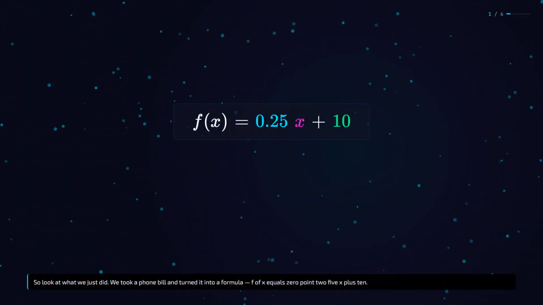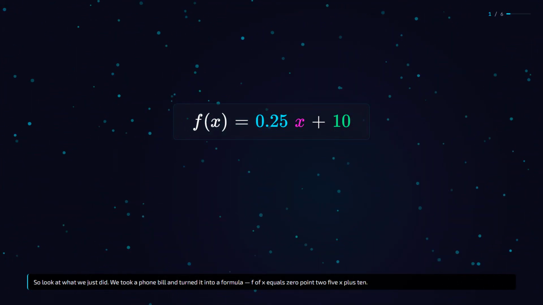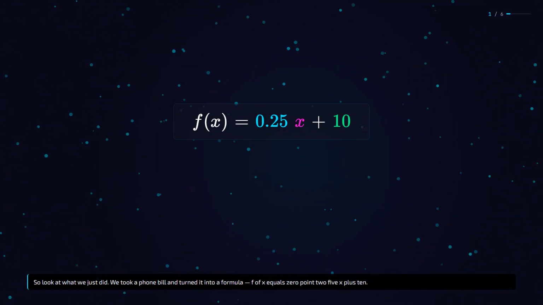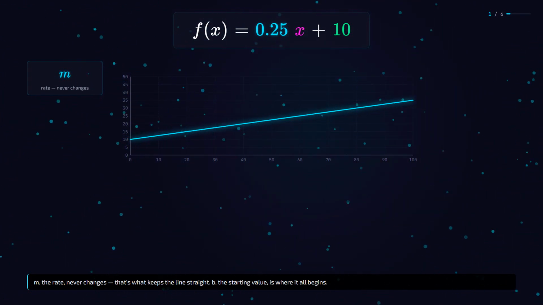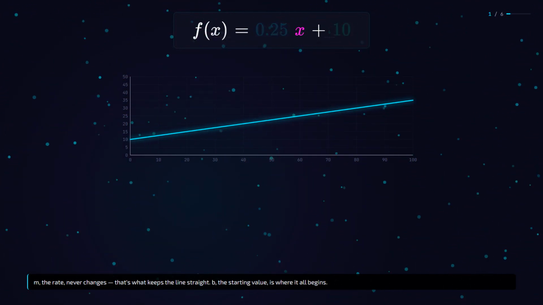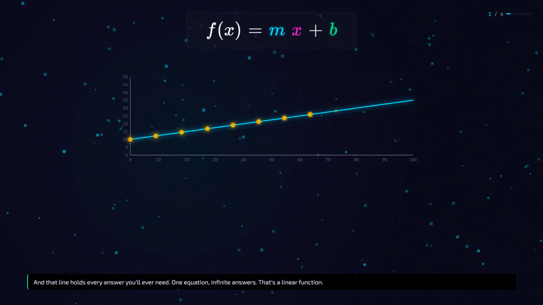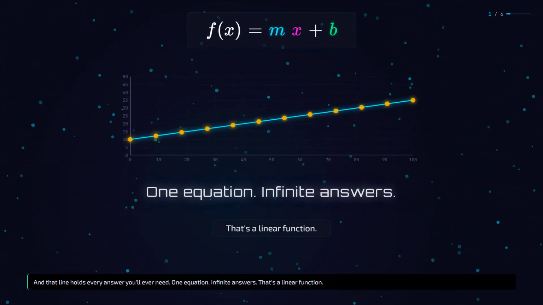So look at what we just did. We took a phone bill and turned it into a formula. f of x equals 0.25x plus 10. The rate never changes. That's what keeps the line straight. B, the starting value, is where it all begins. And that line holds every answer you'll ever need. One equation, infinite answers. That's a linear function.